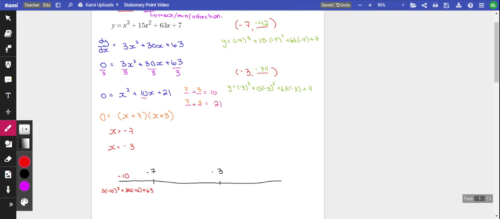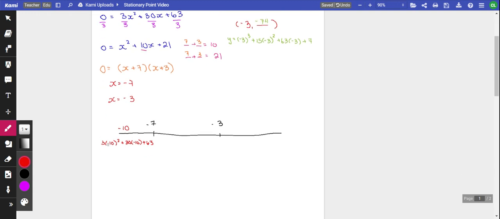Really, we don't care what the number is. The only thing we care is is it positive or negative? Because that will tell us were we increasing or decreasing before this value happened. So this is going to give us negative 10 squared. It's going to give us 100, so that's going to be 300 minus 300 plus 63. So we're going to get a positive guy on this side. So that means on this side of negative 7, I was increasing to this point.